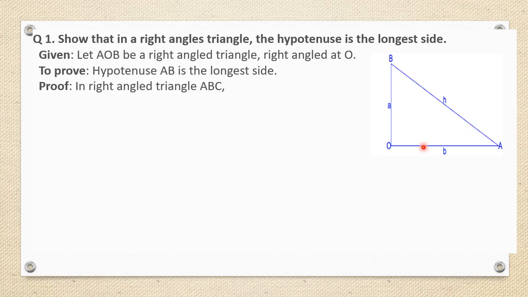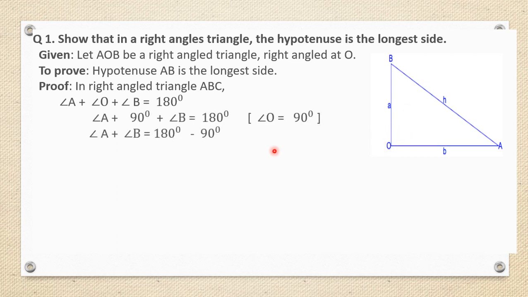As we know, in a triangle the sum of the angles is 180 degrees. So we can write angle A plus angle B plus angle O is equal to 180 degrees, and put the value of angle O as 90 degrees. So it becomes angle A plus angle B is equal to 180 minus 90, and we get angle A plus angle B is equal to 90 degrees.